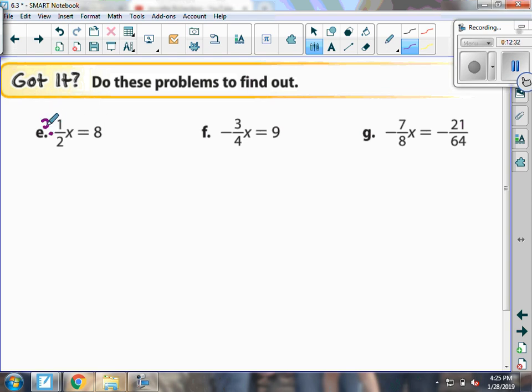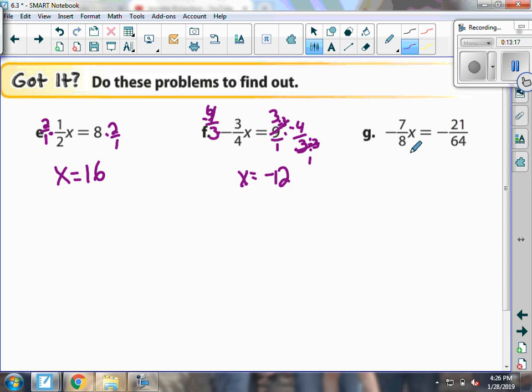So for e, we're going to multiply both sides by 2 over 1. So that cancels out, so I'm left with x is equal to 8 times 2, which is 16. For f, we multiply both sides by negative 4/3 times negative 4/3. This cancels out over here, so I have x is equal to, I'm going to put this over 1. I can reduce this. That can be divided by 3, and that can be divided by 3. So that becomes a 1, and this becomes a 3. So I have 3 times negative 4, which is negative 12, and 1 times 1, which is 1. So negative 12 over 1 is just negative 12.